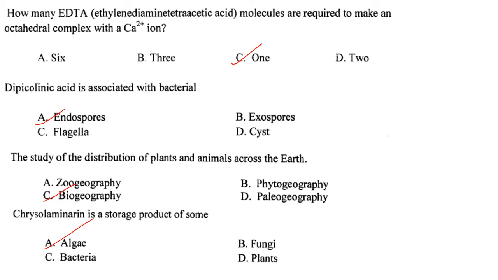Chrysolaminarin is a storage product of some. So chrysolaminarin is a storage product of diatoms, and diatoms is not given in your options, but algae is given. Since diatoms are algae, option A can also be correct.